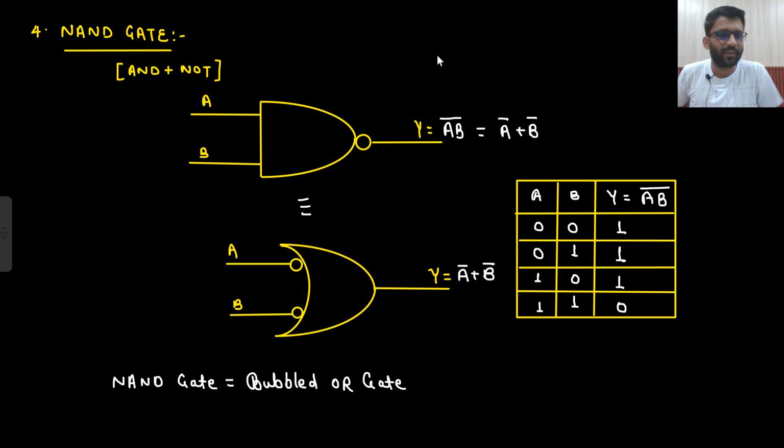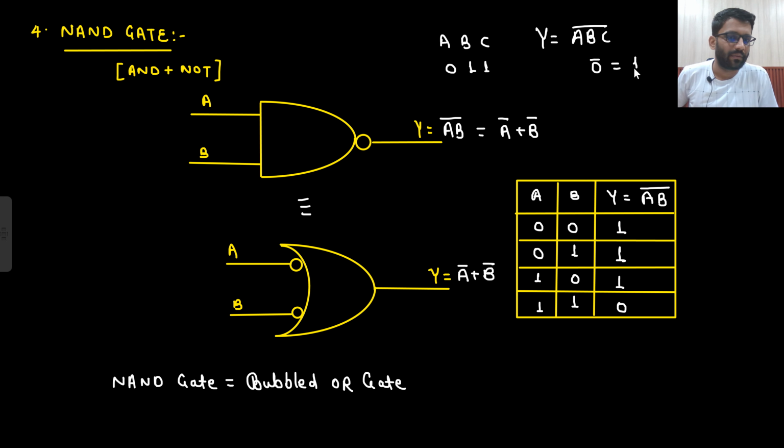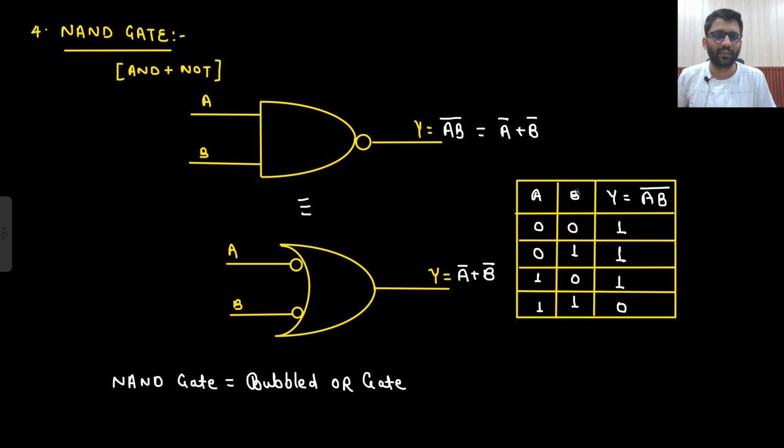Because let's just say these are my inputs A, B, C, and my output is going from a NAND gate. So what will be my output? ABC whole bar. If any of them is 0, let's just say this is 0, then A into B into C will be 0 only. 0 bar will be 1. Okay. So my output will be logic low if all the input logics are high. So this is the definition of NAND gate.